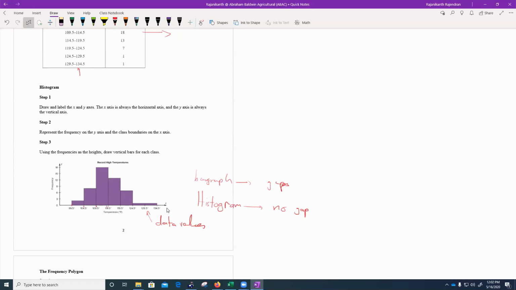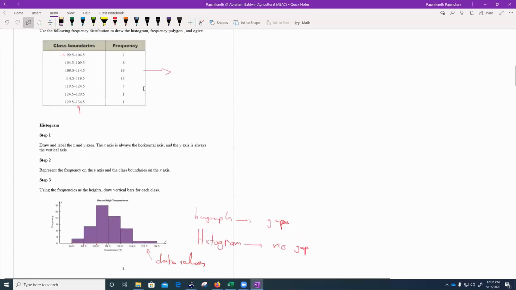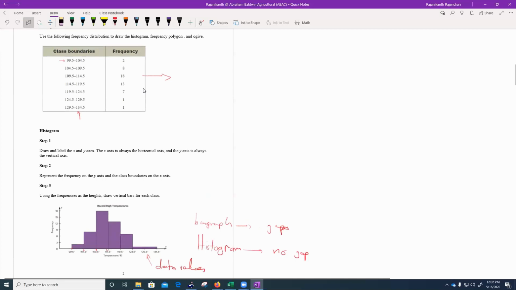Then look at your frequency column and plot these values along your y-axis. The maximum value is 18. That's why we have up to 18. After that, look at the classes: 1, 2, 3, 4, 5, 6, 7. There are 7 classes. That means you need to have 7 blocks. Then you need to draw them one by one.